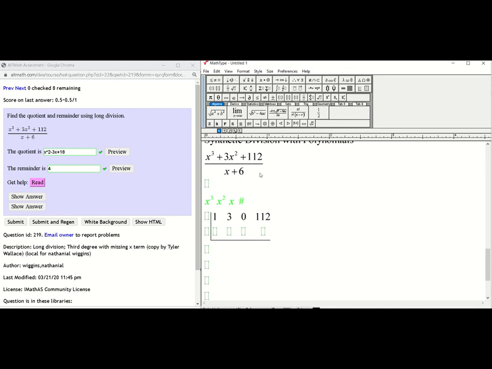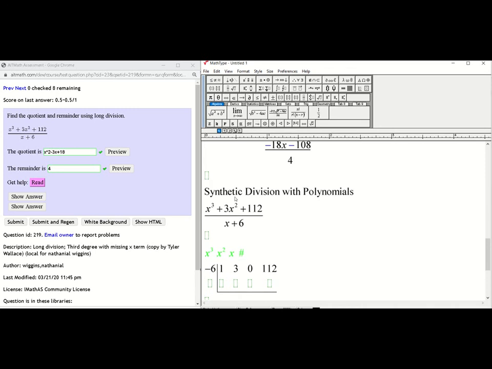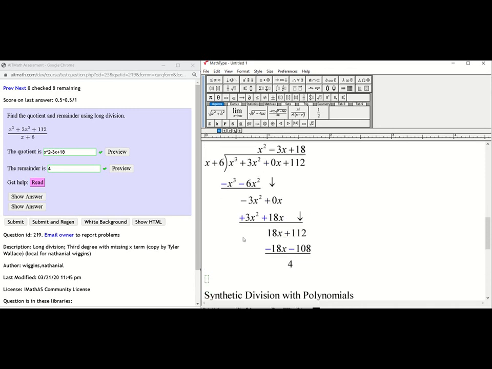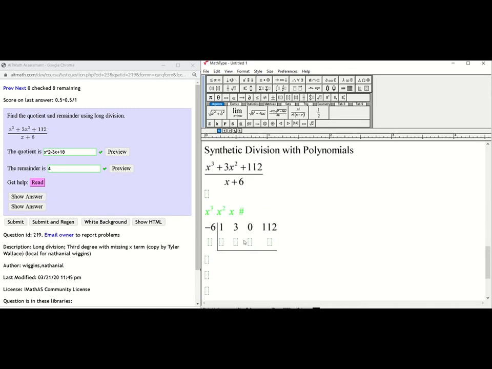What I'm going to put on the outside is what makes 0 in the denominator, that -6. The negative is going to account for how I have to keep changing the sign. You know how I have to keep changing the sign here? Just follow me. So the first element, I'm going to drop down. So that's going to be a 1. Now, -6 times 1 goes right here.